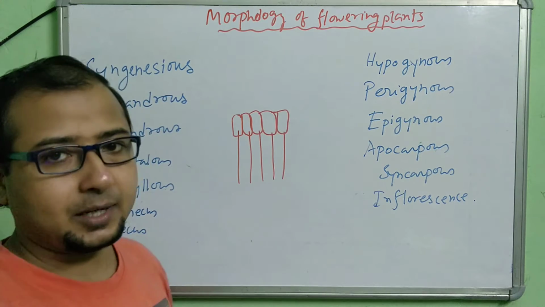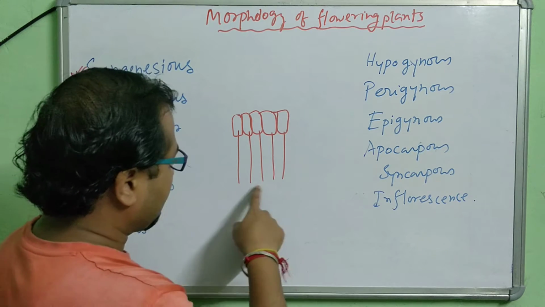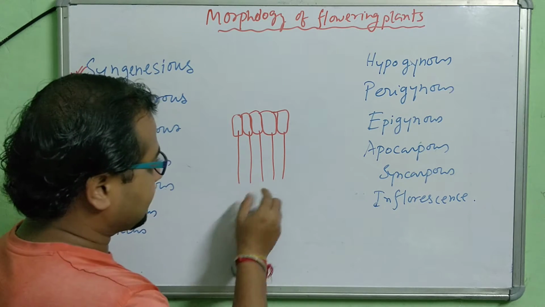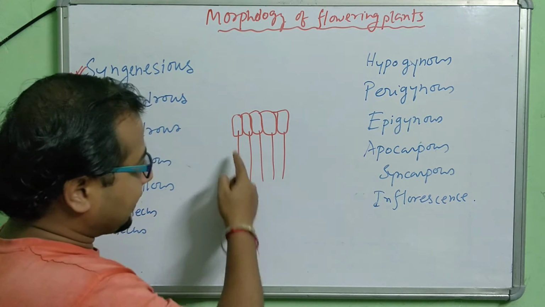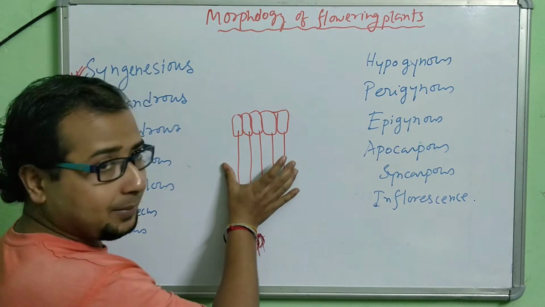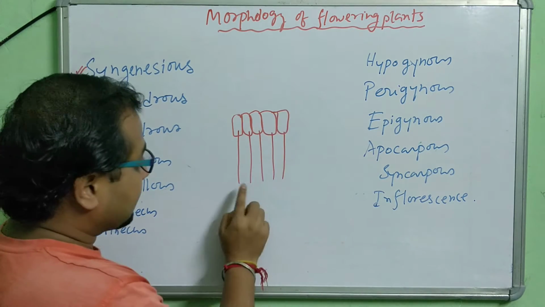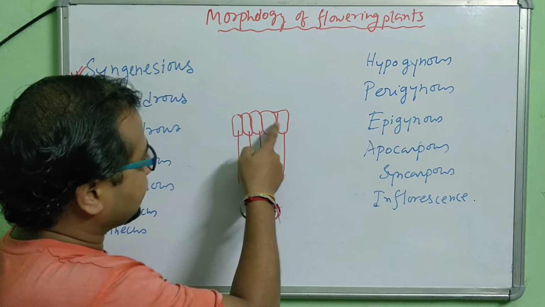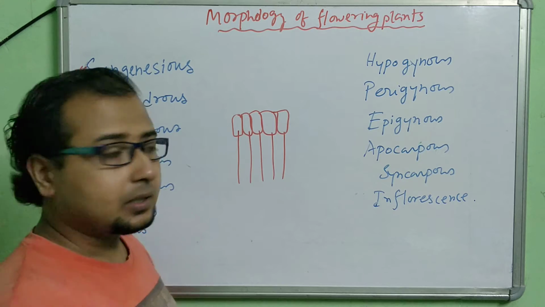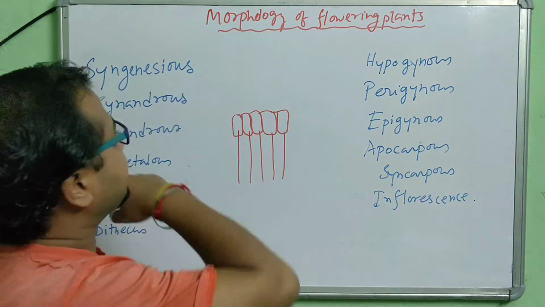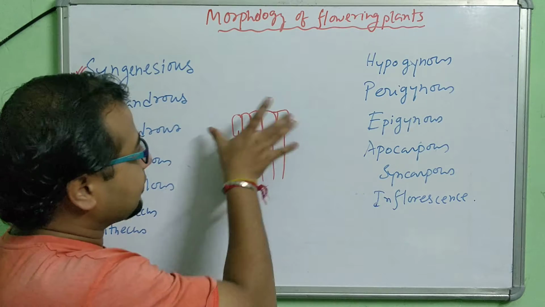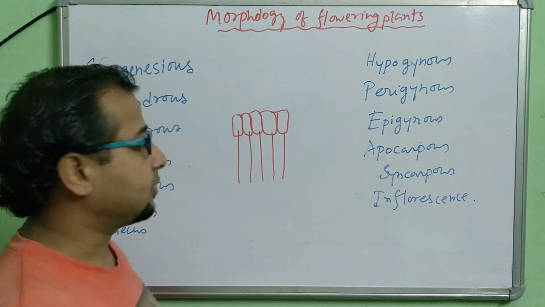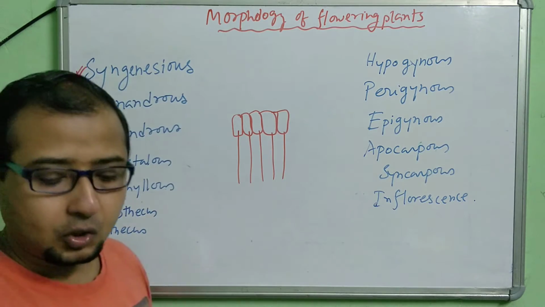Now look at this diagram I have drawn here. 1, 2, 3, 4, 5. I have drawn 5 stamens, and you can see the filaments, these elongated tube-like structures. These are the filaments and these are the anthers. The filaments are free from each other, but the anthers are fused with each other. If you see it properly, this structure is called syngenesious, where anthers are fused together, united, but the filaments are free from each other. This is syngenesious.